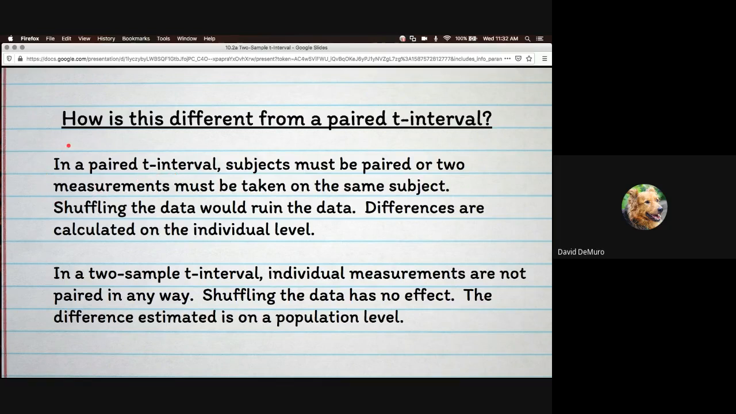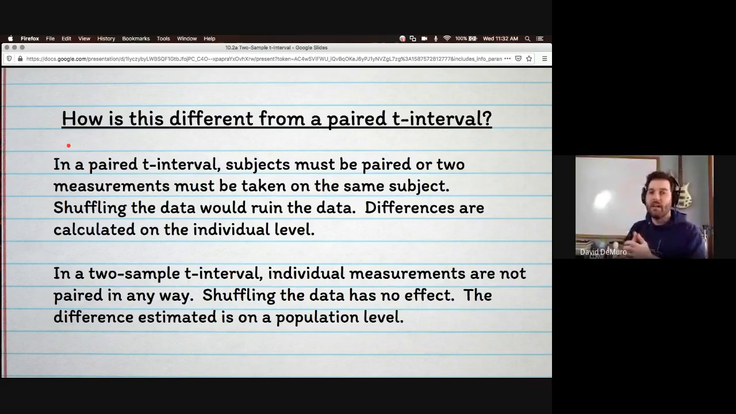If you've got measurements for this person, measurements for this person, or two measurements on the same person, and you shuffled those measurements or shuffled the data, it would ruin it. It would break up those pairs, and it would totally defeat the purpose of pairing them up in the first place. So in a paired t-interval, shuffling up that data would ruin it. It would break up those pairs.